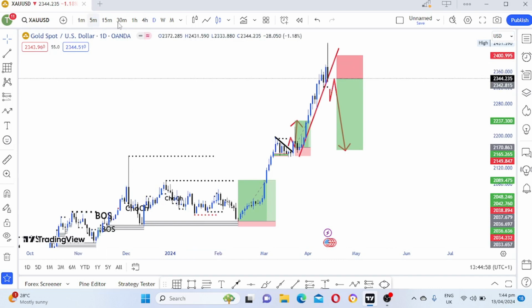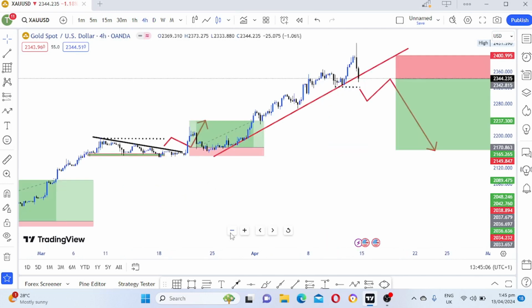So let me quickly explain the trade that I took last time. As you can see, guys, this is the trade that I took last time. We waited for a break of structure. We broke structure, and then we came to retest, and that's where we ended our buy.